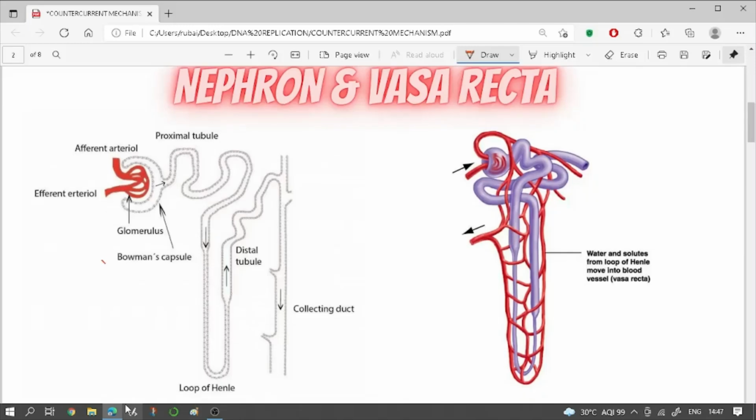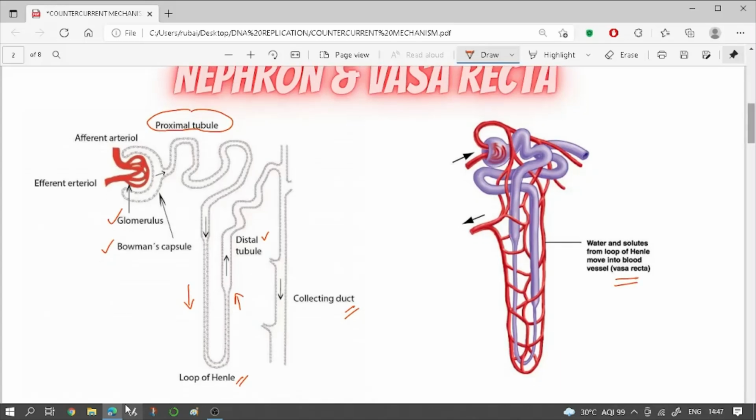It has a Bowman's capsule and a glomerulus, which helps in the process of ultrafiltration. The renal tubule consists of three parts: the proximal convoluted tubule, the descending and the ascending limb of Henle's loop, and then the distal convoluted tubule, which ultimately drains into the collecting duct. There is a U-shaped blood vessel called the vasa recta, which runs parallel to Henle's loop.